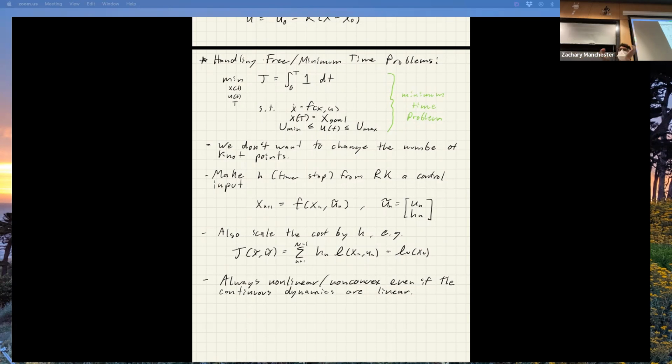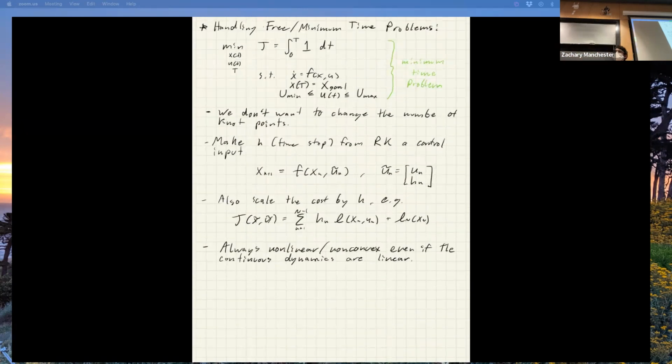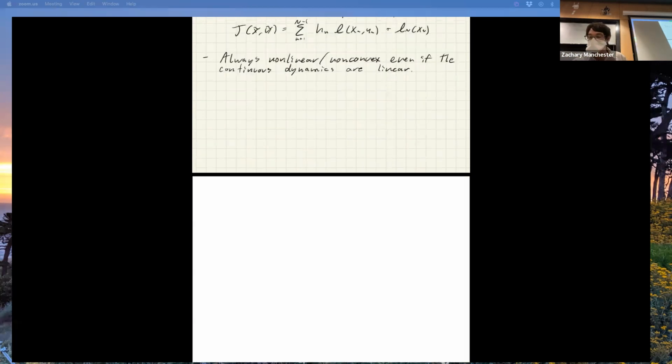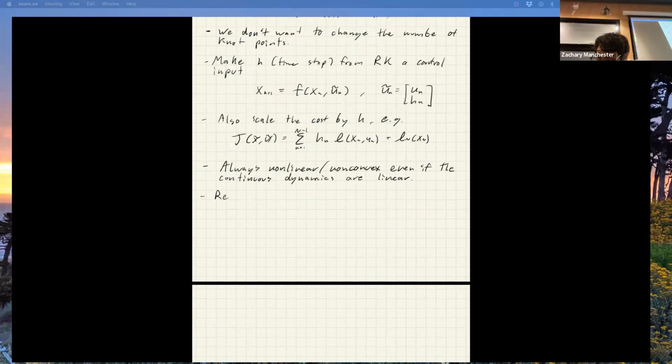Usually what you want to do is bound H within some limits that you think are reasonable given your system dynamics and the Runge-Kutta method you're using. Otherwise, the solver will exploit errors in the dynamics. For example, it'll make one time step gigantic and then one super tiny and one negative, and exploit discretization error to get lower cost. So you don't want that. You can call this cheating physics.